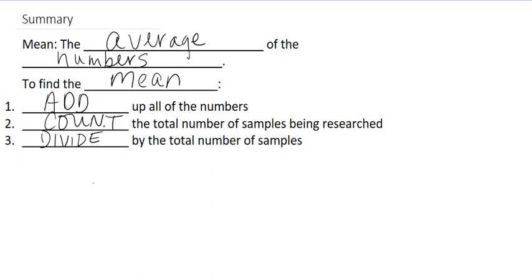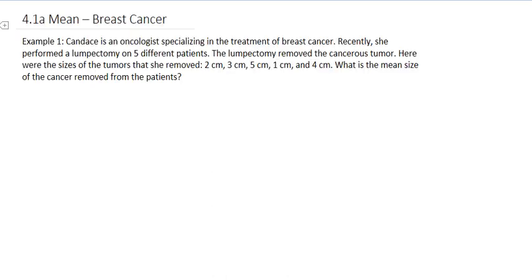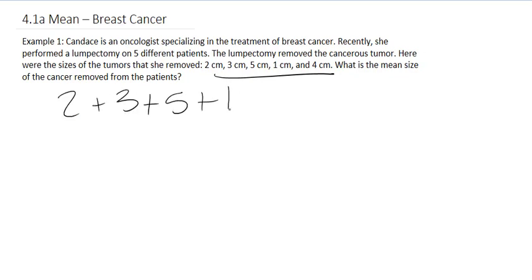So, let us now go back to our problem. We have 2, 3, 5, 1, and 4. We're going to add up all these numbers together. So 2 plus 3 is 5, plus 5 is 10, plus the 1 is 11, plus 4 is 15.